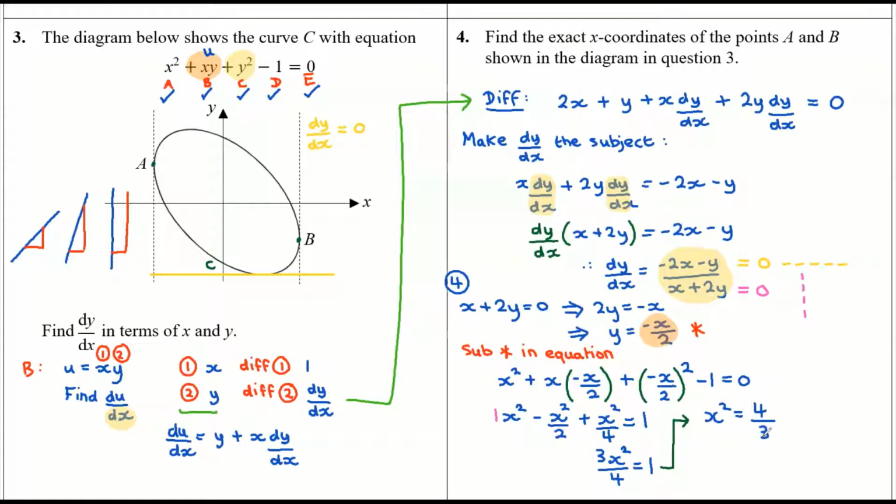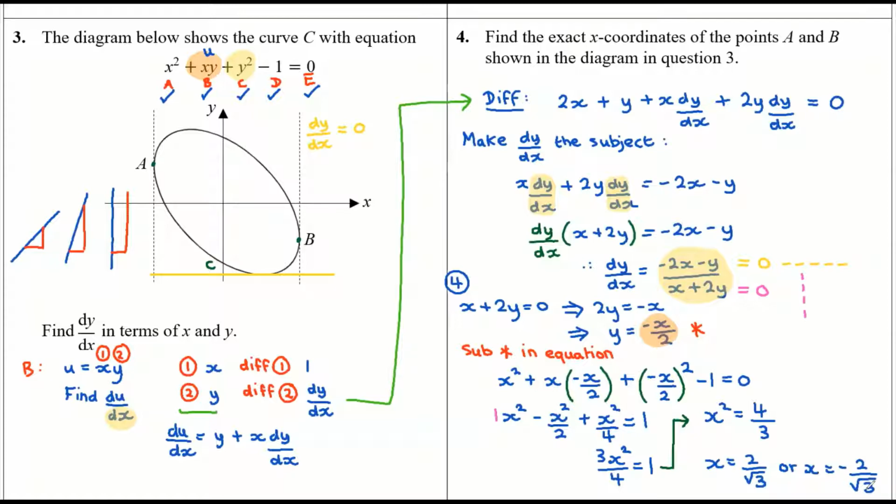Okay, and we know we've got 2 coordinates to find. We've got the points A and B. So we take the positive and negative root. So x would equal 2 over root 3. I'll just leave it as that for now. Or x would equal negative 2 over root 3. Okay, and you can rationalize those if you like.